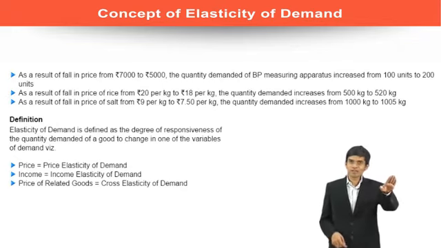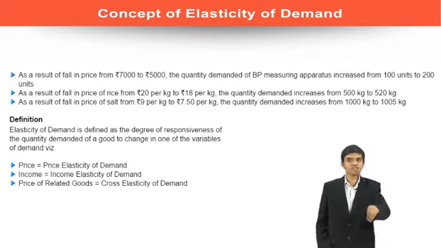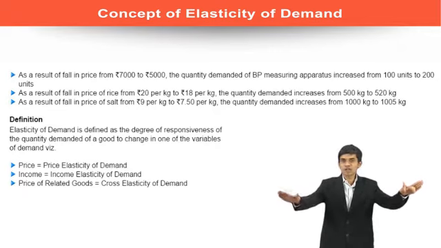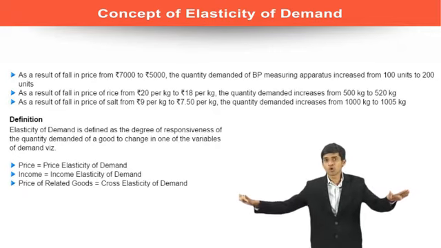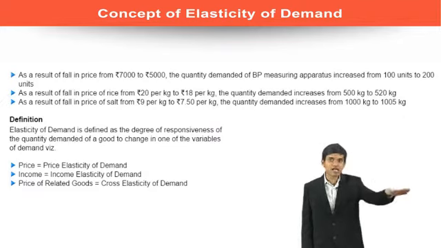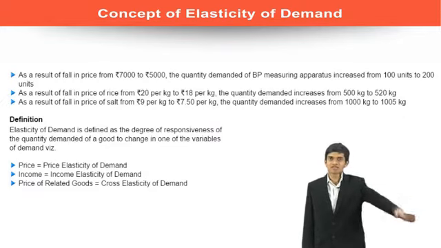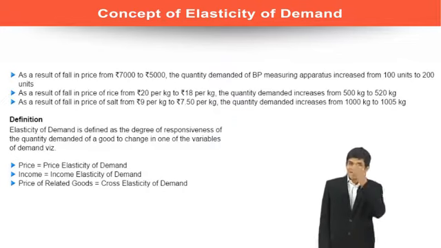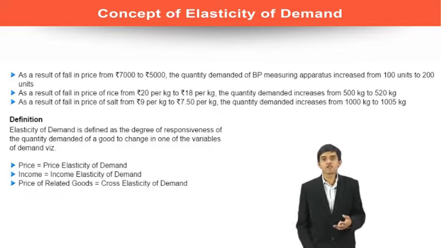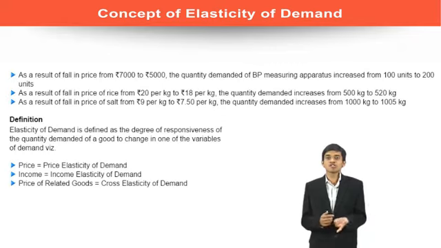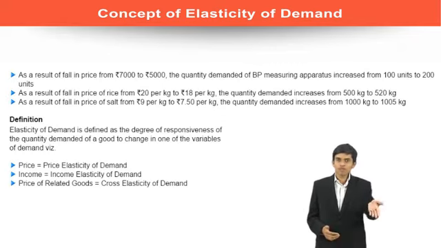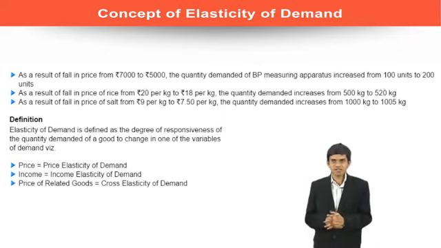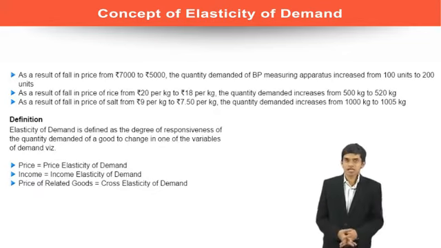These measures would be developed based on all the determinants, especially the price of the commodity, the income of the consumer, and the prices of related goods. We'll be discussing these in detail while studying price elasticity of demand, income elasticity of demand, and cross elasticity of demand. What is elasticity of demand? Elasticity of demand is defined as the degree of responsiveness of the quantity demanded of a good to changes in one of the variables of demand, namely price, which is price elasticity of demand, income, which is income elasticity of demand, and price of related goods, cross elasticity of demand.